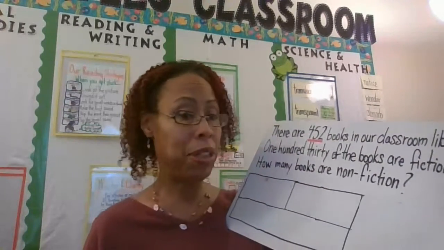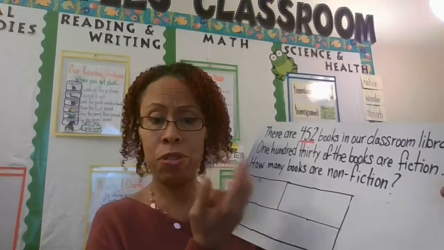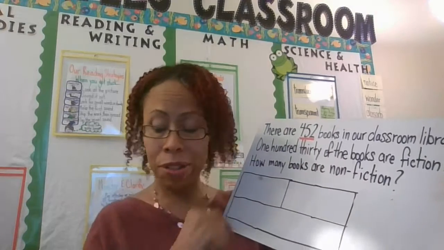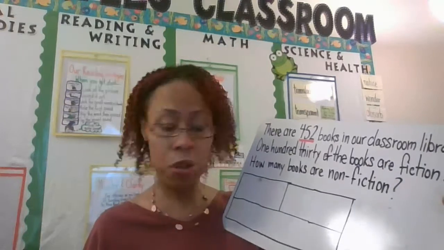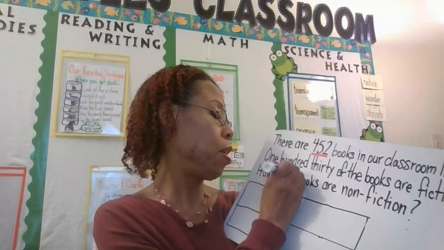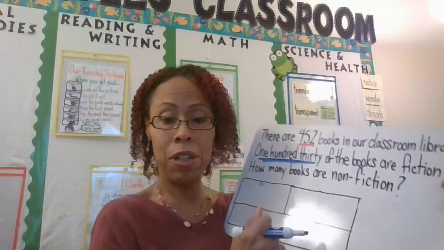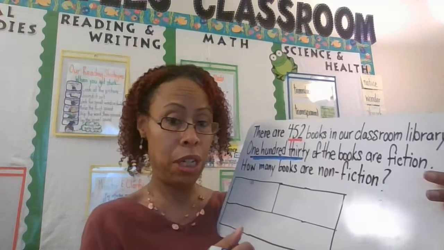Now, here's something a little different. I know some of you are thinking, well, there's only one number, but actually there's a second number. It's written in word form. So the second number is 130. All right, so we're going to talk about how to write 130.